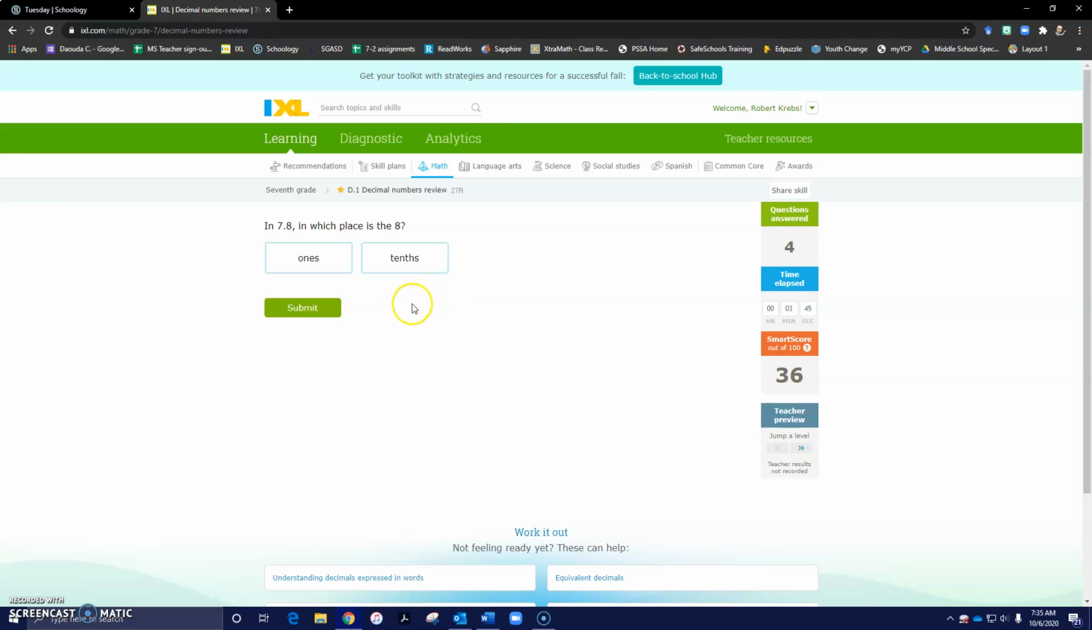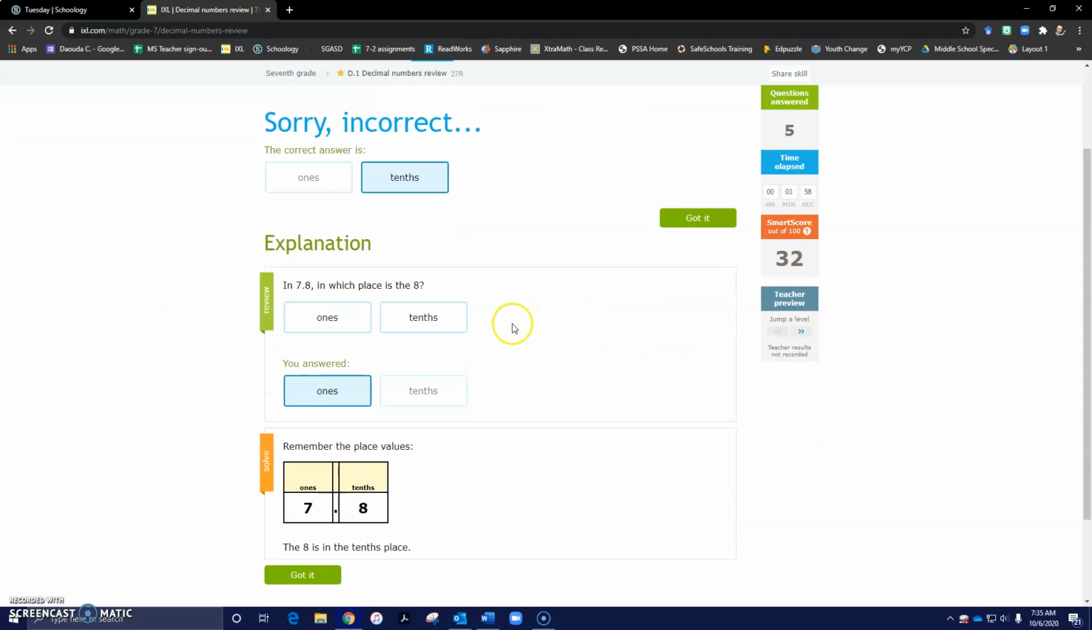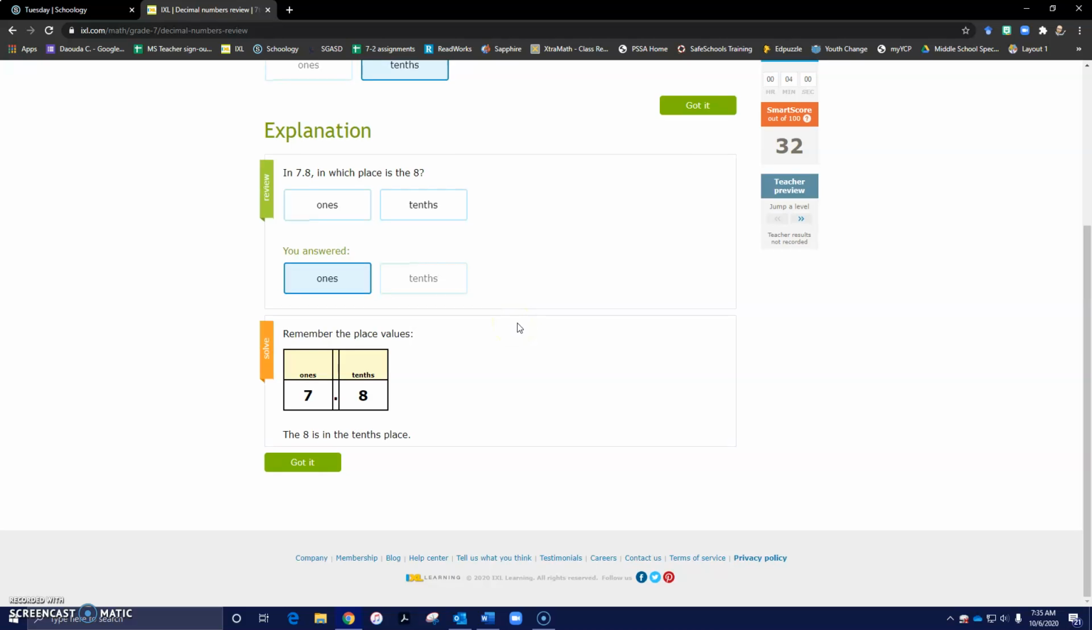Now again, I want to illustrate something. Let's just say you get an answer wrong. Okay? So let's just say I see this and I click, and maybe I'm not reading or whatever, and I just say, well, whatever. Instead of just clicking got it right away, take a look at this explanation down here. It will tell you why you got it wrong.